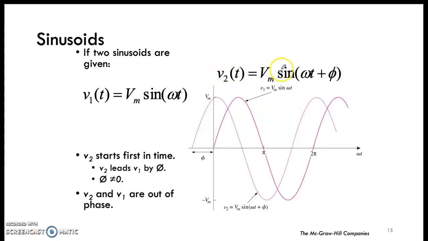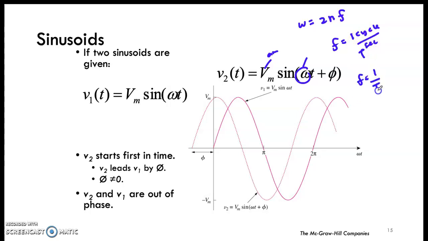Before that, let's recall what a sinusoid is. This is a sine wave. This is the amplitude and this is the angular frequency. How do you relate the angular frequency to the cyclic frequency? That is 2 pi f. What is f? It's actually 1 cycle per second, per time, right? So f equals 1 over T.